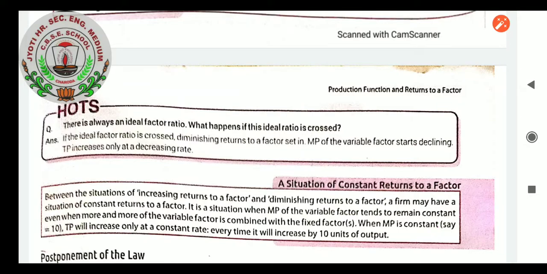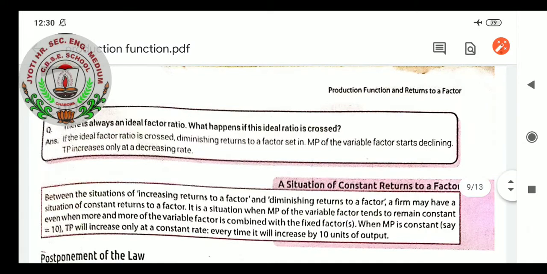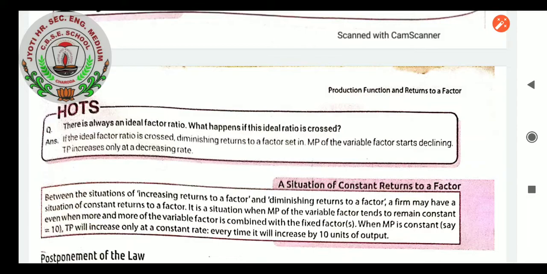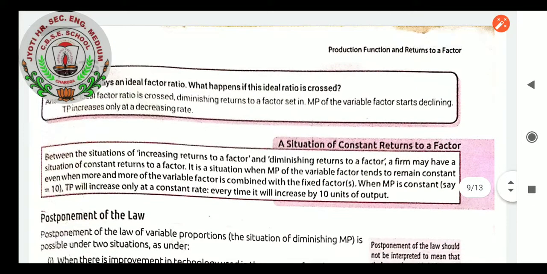There is always an ideal factor ratio. What happens if this ideal ratio is crossed? If the ideal factor ratio is crossed, students, diminishing returns to a factor set in, and MP of the variable factor starts declining. TP increases only at a decreasing rate. Between the situation of increasing returns to a factor and diminishing returns to a factor, a firm may have a situation of constant returns to a factor.